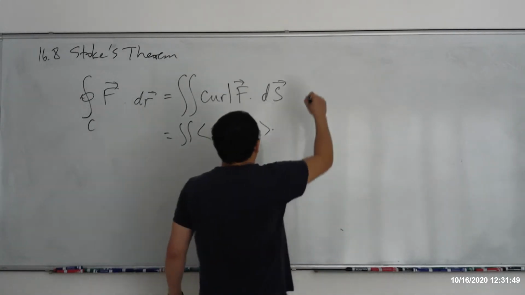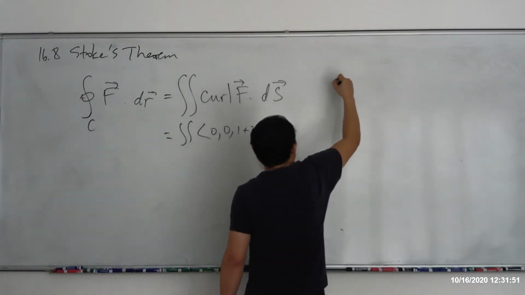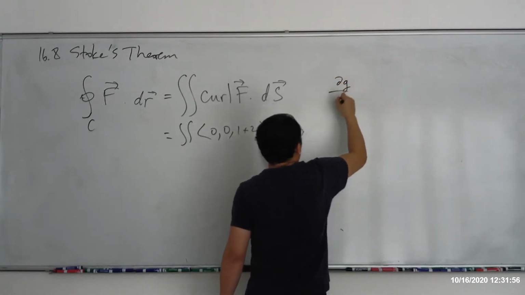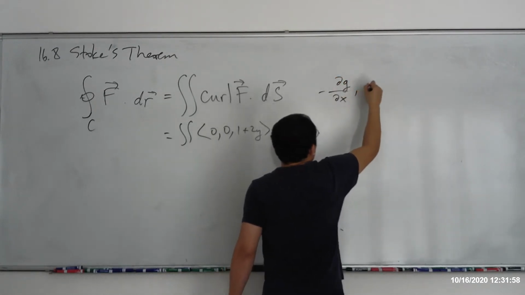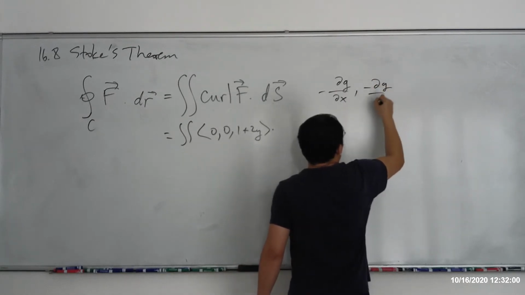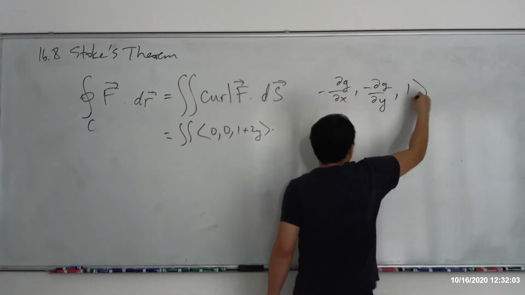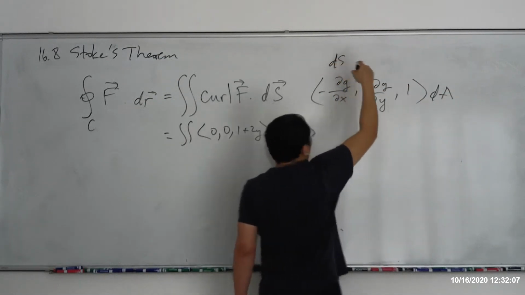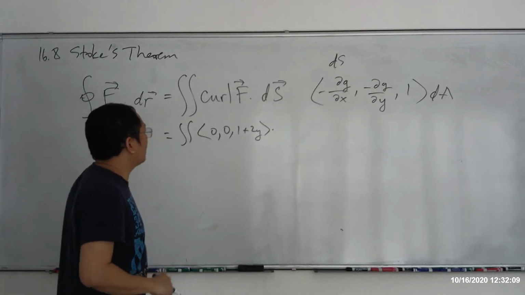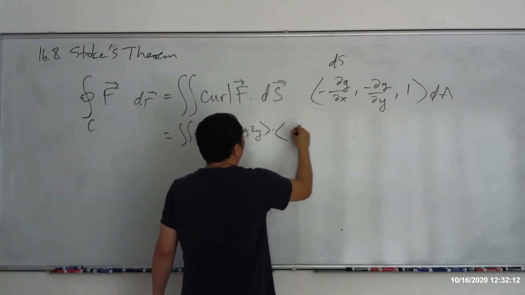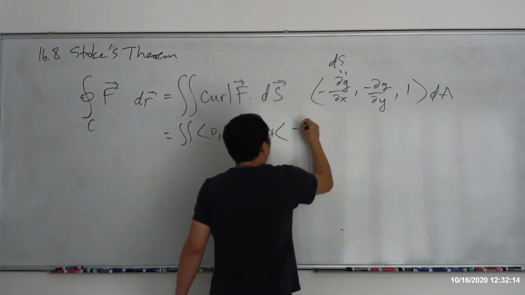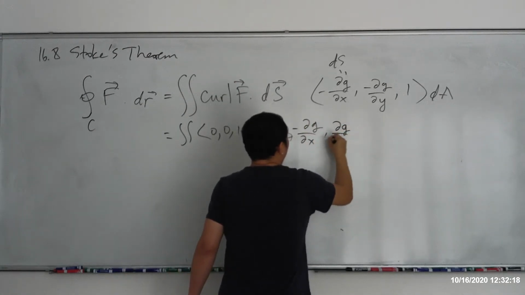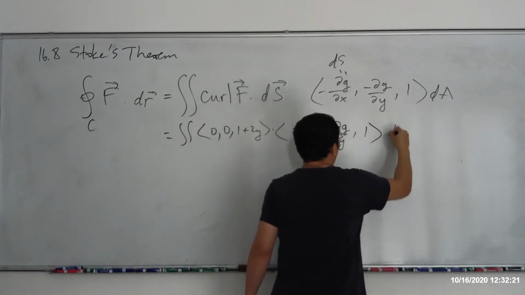Oh yeah, dS right here was dg over dx, negative dg over dy, and then 1, and then dA. This is dS, right? It was a function. Look back to your notes from last time. So this is really cross what? Negative dg over dx, negative dg over dy, comma 1, and then dA.